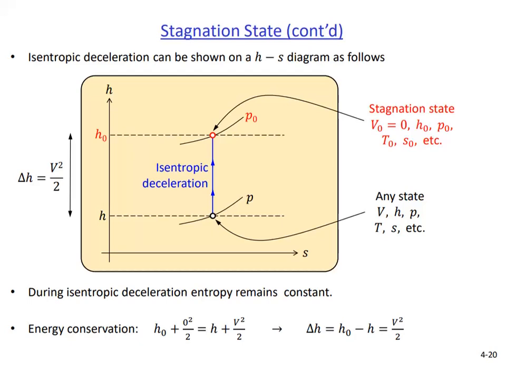Here is what this isentropic deceleration looks like on the enthalpy-entropy diagram. The black circle shows any state inside the duct. No subscript is used for it to make it general. During the isentropic deceleration, shown with the blue line, entropy remains constant and enthalpy increases to H0. According to the conservation of energy, the increase in enthalpy is v²/2, where v is the initial speed.